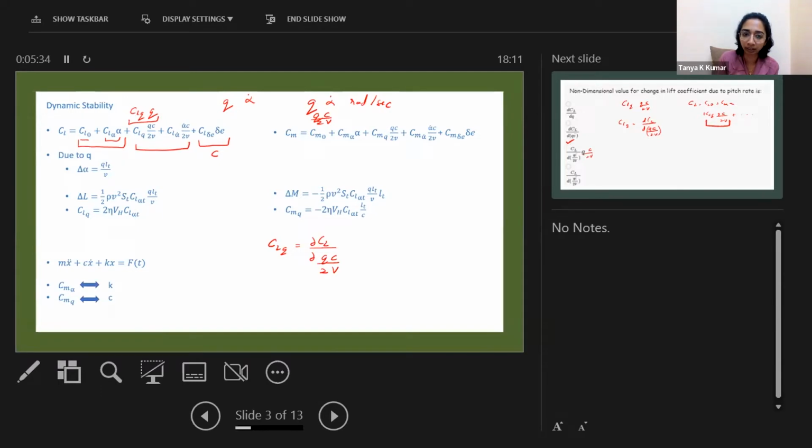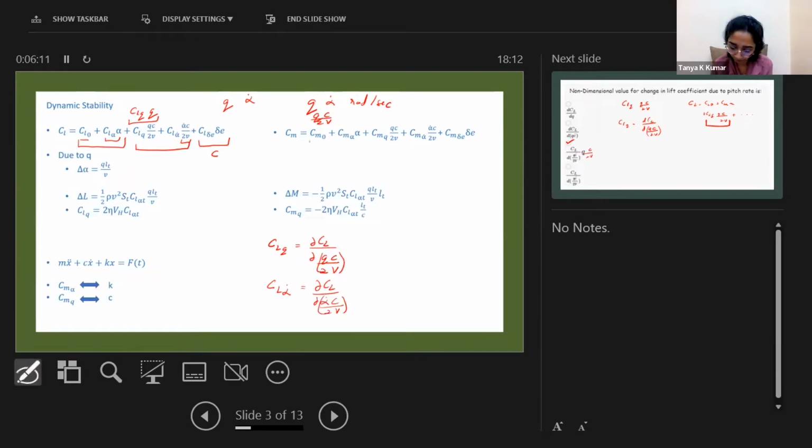So the physical significance of these terms remains the same. It is the rate of change of CL with respect to Q. We are just introducing the other terms to make sure that you have non-dimensional terms on either side of the equation. LHS and RHS have non-dimensional terms. Similarly, we do it for alpha dot. Alpha dot, again, you multiply C and divide by 2V. Again, CL alpha dot is dou CL upon dou alpha dot C by 2V. So that is your derivative.